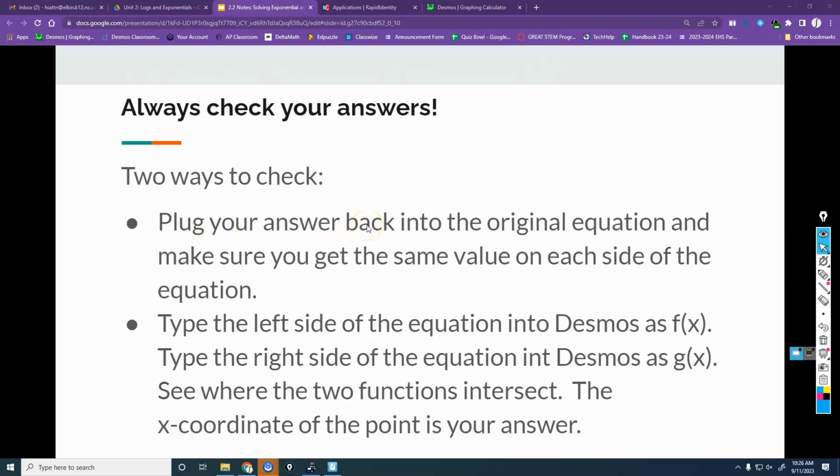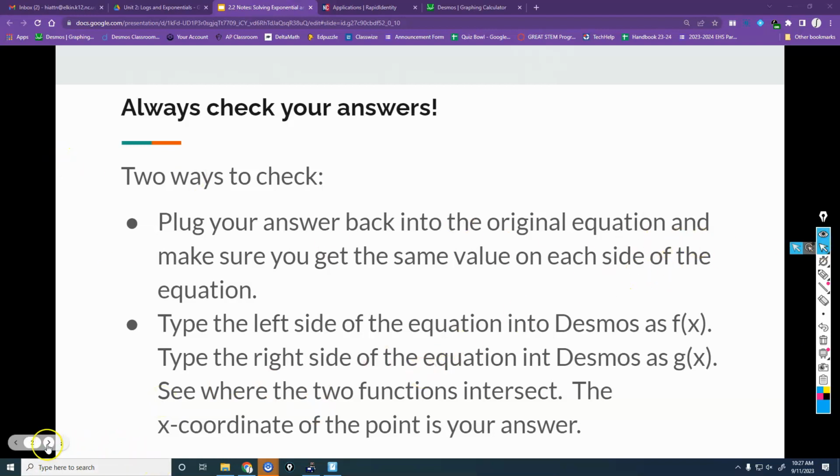The first way you can always check, which we've taught you since you learned how to do equations, is plug your answer back in and see if it works. You can do that by hand. The other way is to put the left side of the equation into Desmos as f of x, and type the right side into Desmos as g of x. See where the two functions intersect. The x coordinate is your answer, because you're solving for x. All right, so let's practice that here.